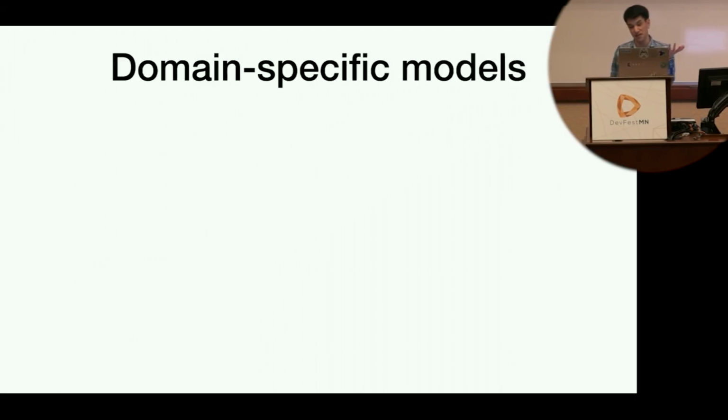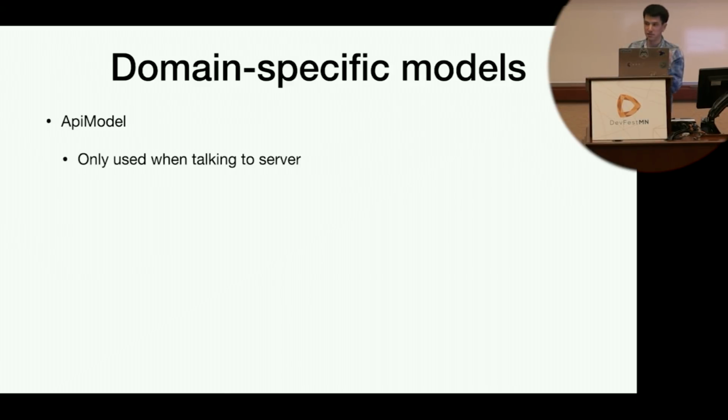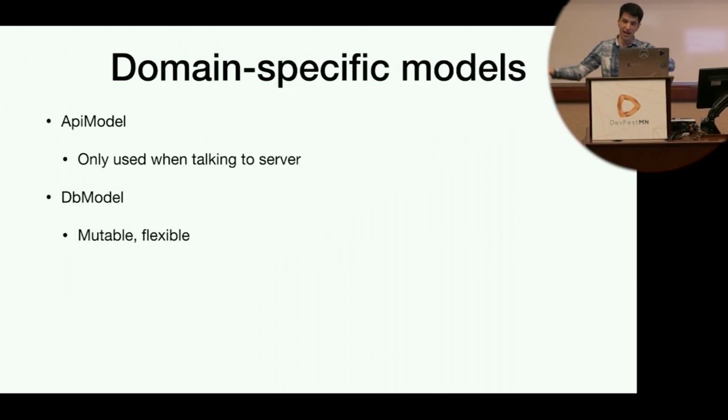So now we have this thing called domain-specific models, which we've been proving out for the last year or so. Instead, we have 3 different models, one for each domain. So you have an API model, and this is only used when talking to the server. So we can deserialize it. We know exactly what the server is going to return to us, and we can very finely tune it for that situation. And then the moment we get that API model, we convert it into a database model. And this is something that can talk with ORM Lite. It's mutable. It's flexible. But it allows us to decouple what the API is going to return us from what we actually want to store.